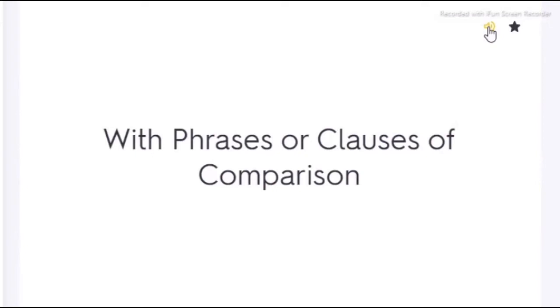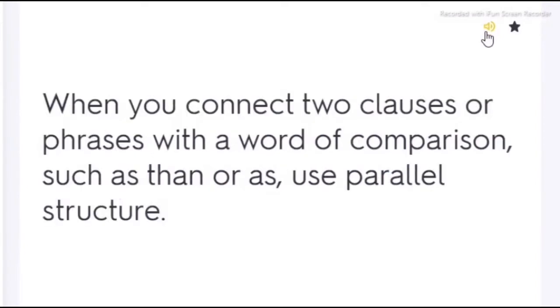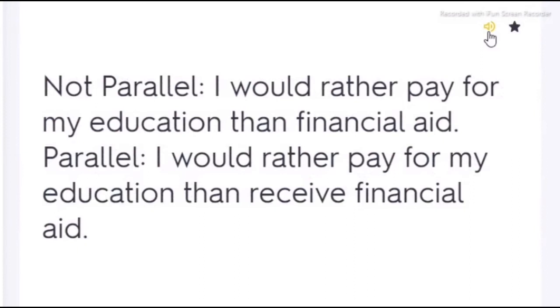With phrases or clauses of comparison. When you connect two clauses or phrases with a word of comparison, such as than or as, use parallel structure. Example. Not parallel: I would rather pay for my education than financial aid. Parallel: I would rather pay for my education than receive financial aid.